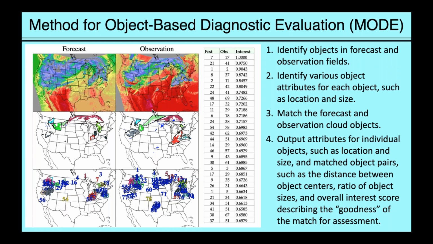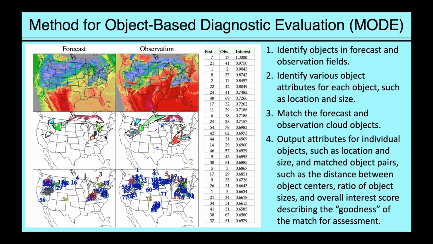For most of the study, I'm going to be using objects defined by a threshold of 235 Kelvin. So I'm looking for colder than 235 Kelvin, so I'm really looking for those upper level clouds. In our second row, we can see these objects that MODE has identified. They're identified by different colors. If you look in the third row, where it gets a bit more messy, those are the number of objects.